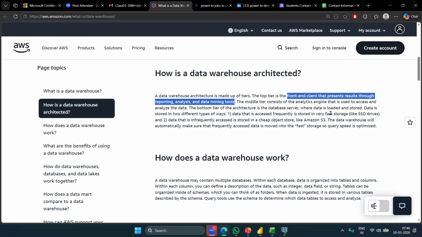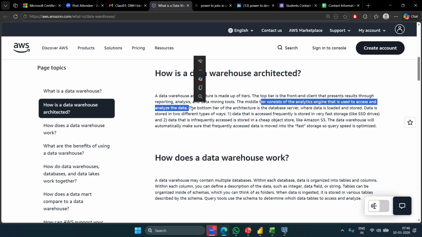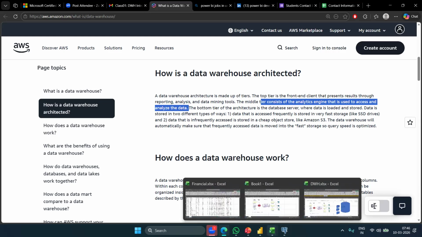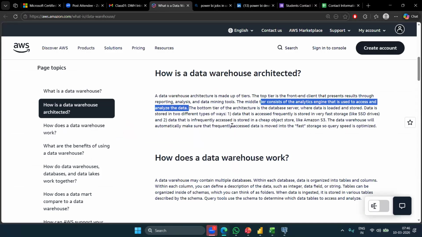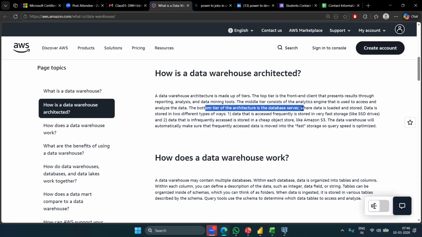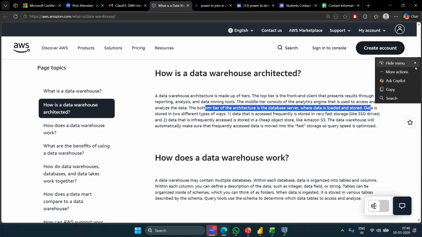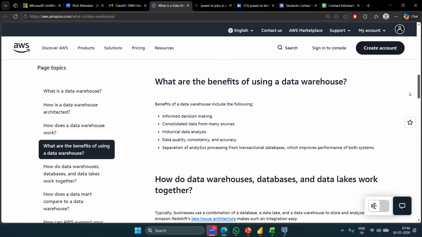The middle tier consists of the analytical engines that are used to access and analyze data, like it can be data marts in this way. And the bottom tier is about the database servers where data is loaded. Okay, so very simple and straightforward.